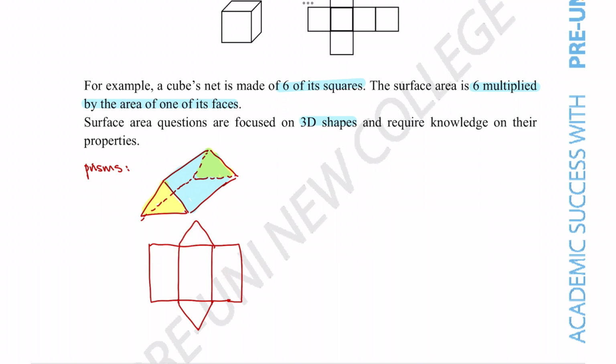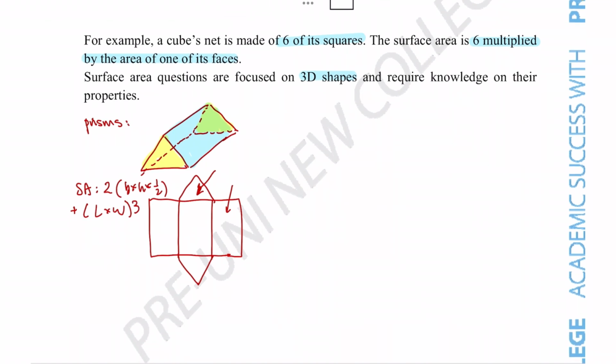If we figure out the area of the triangle and we figure out the area of the rectangle, we can very easily figure out the surface area. It would be 2 times the base shape, so the triangle, base times height times half, plus the area of the rectangle, which would just be length times width. And that would have to be multiplied by the number of rectangles present. And that can generally be applied to all prisms.